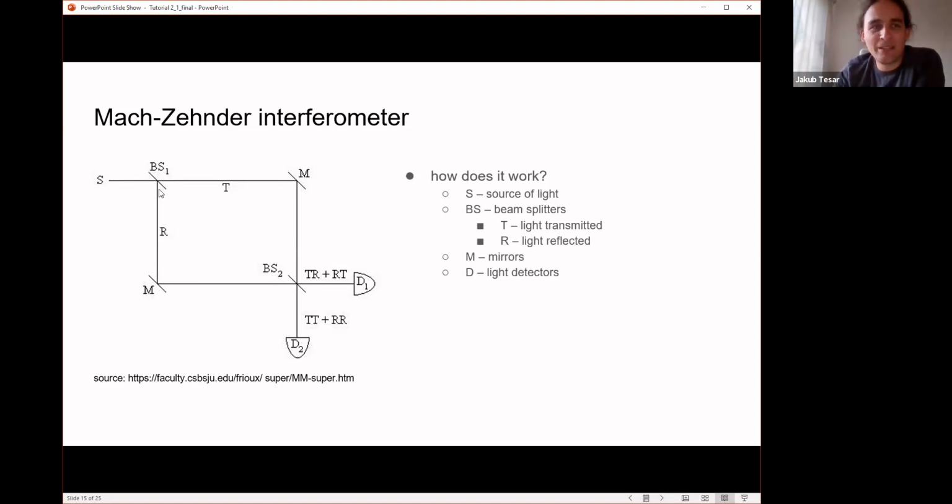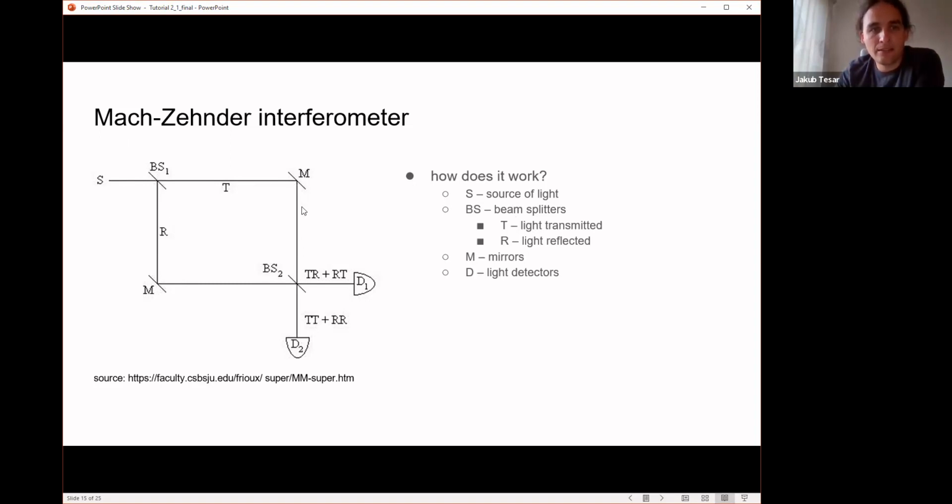So it splits the beam into halves in this case, and so you have light which is transmitted through it, and you have light which is reflected. And you have two regular mirrors here, which just change the direction of the light to the second beam splitter.